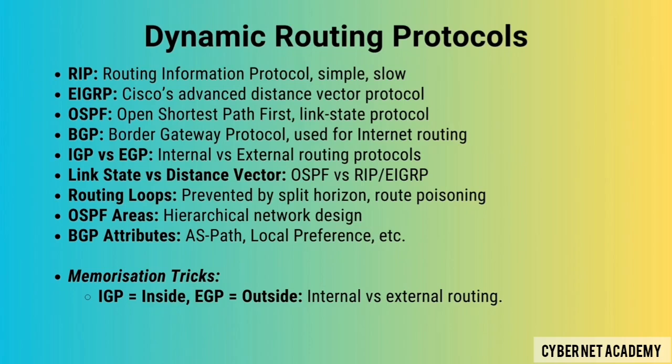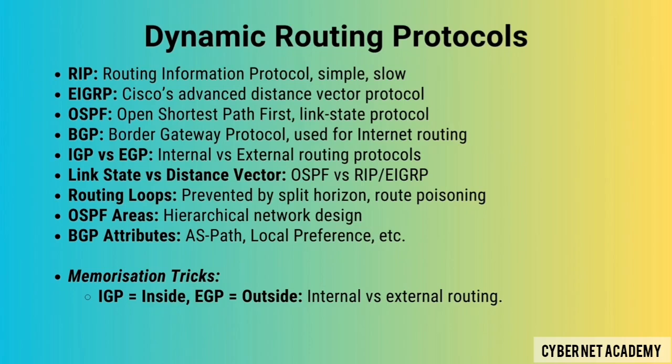OSPF, a link state protocol, is excellent for large networks and uses a hierarchical design with areas, basing its metric on interface cost. BGP is used for internet routing, making decisions based on complex path attributes and policies.